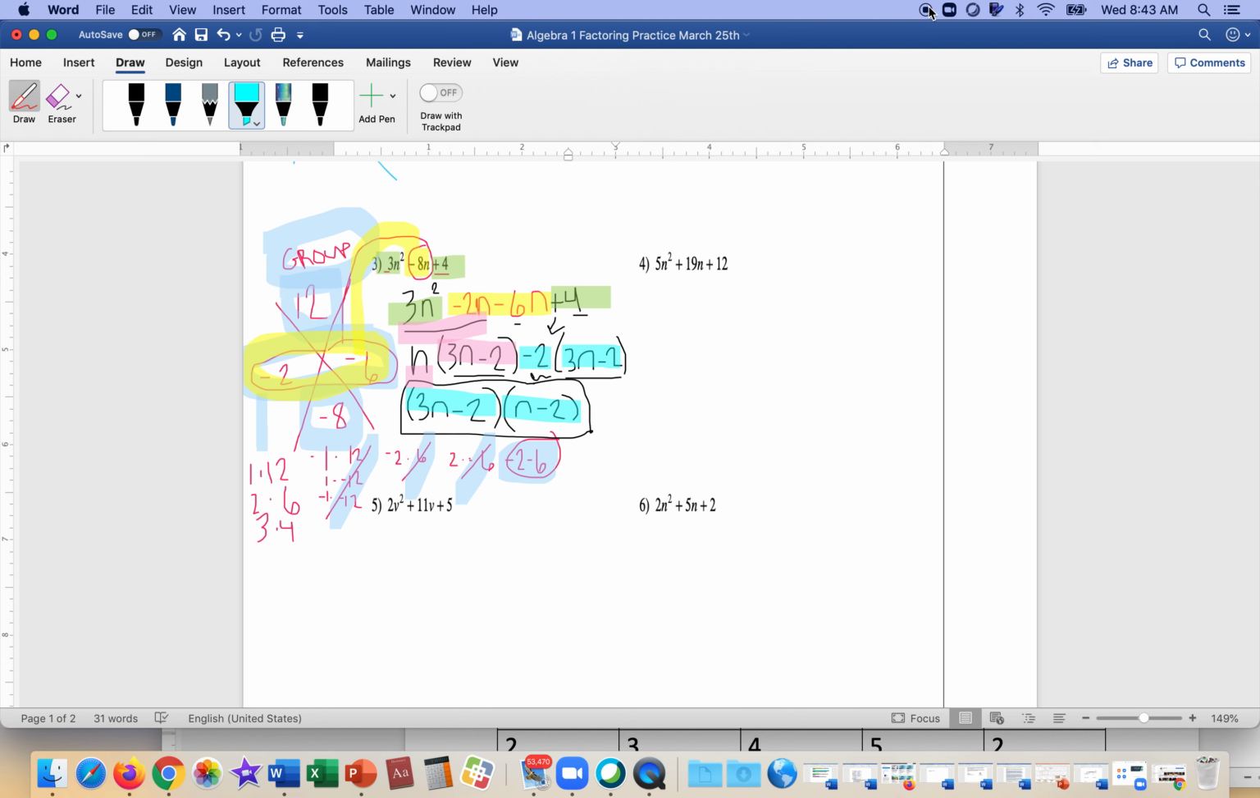Okay, so I showed number 1 and 3 different methods, but they're the same. They are both trinomials where the front number is not 1, so you can use either method.